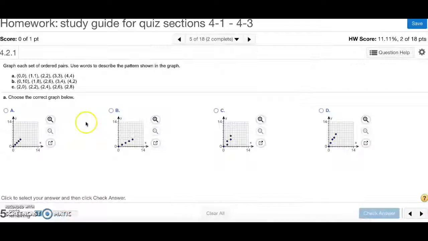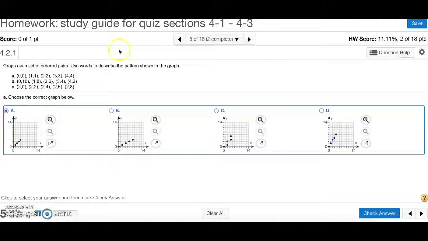That's number 3. Number 5, we have to graph each set of ordered pairs and use words to describe the pattern shown in the graph. So starting with A, this set of coordinates, we see that the x values are all going up by 1, and the y values are all going up by 1. So it's going to be a line, so it can't be C and D. And going up by 1 would be A. So A would be your choice for A.